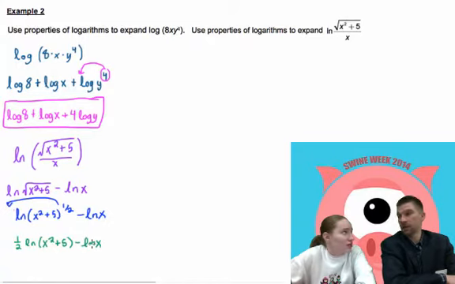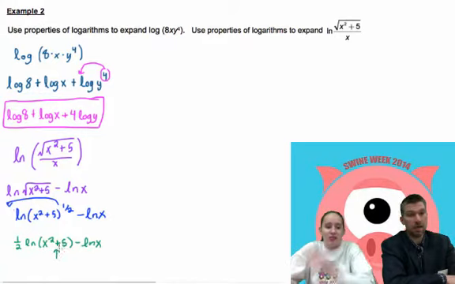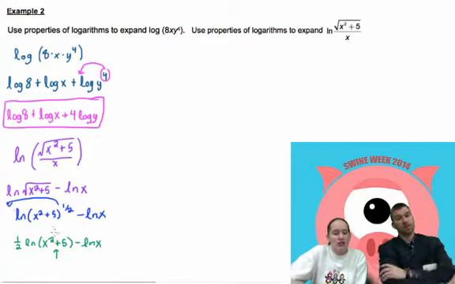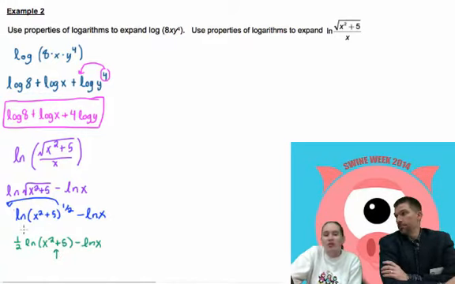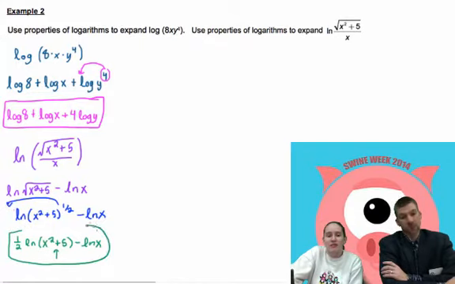Now that's it. You might accidentally try to keep going, but these are being added together, they're not being multiplied. If it was multiplication, we could keep going, but it's not. So let's stop there. It's a good stopping point.